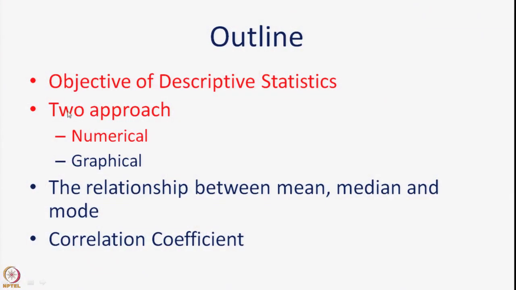In the previous session, we were going through the subject of descriptive statistics, how to describe your data in terms of either numerical values or graphical values. We covered the numerical aspects out of the two approaches. We first looked into the objective of descriptive statistics. Then we said there are two approaches, one numerical and one graphical. In the last session, we covered the numerical methods, including the measure of central tendency and the measure of dispersion.